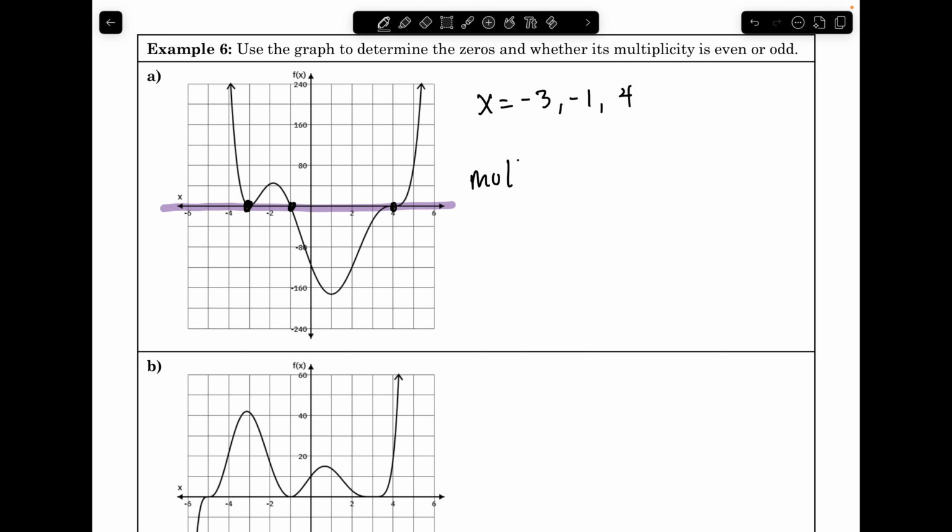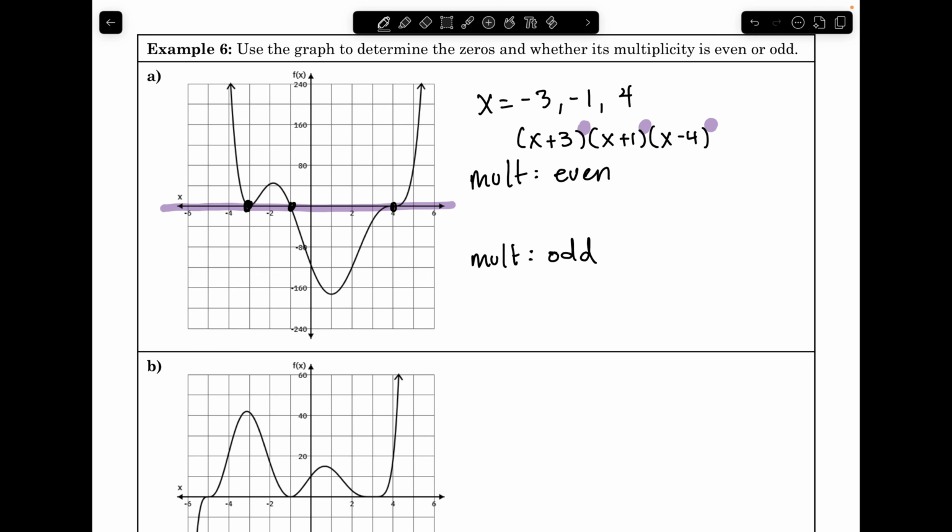Now, of those three, which one is going to have an even multiplicity, and which of those is going to have a multiplicity that's an odd number? So we know that the factors are going to be x minus a -3, so x plus 3, x minus a -1, so x plus 1, and x minus 4. Now, what are the respective powers for each one of these factors, aka their multiplicities? Are they going to be an even or odd number?